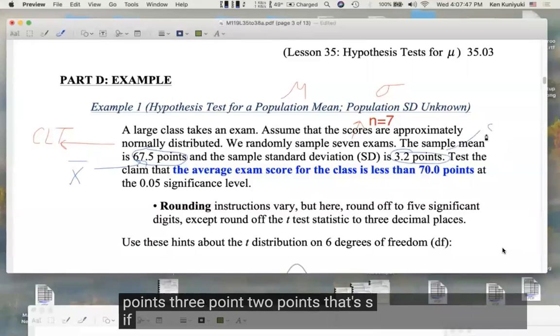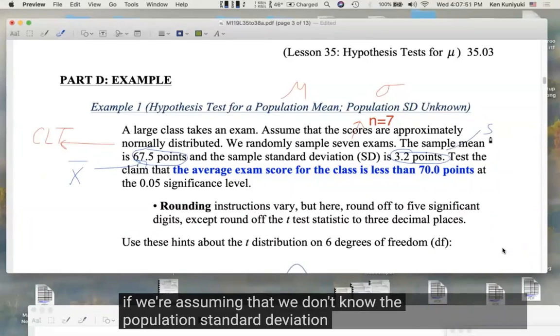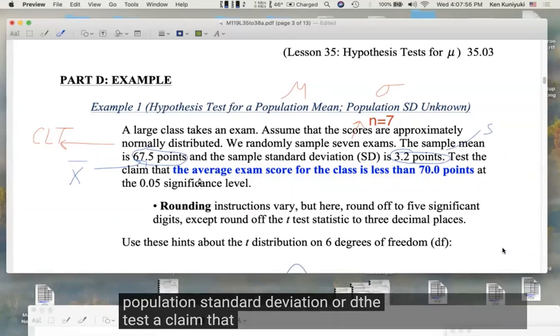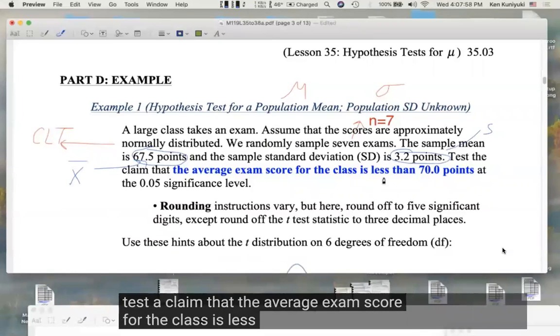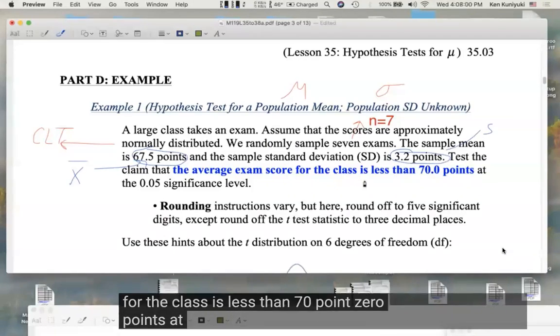That's S. If we're assuming that we don't know the population standard dev, we better at least have the sample standard dev. Test the claim that the average exam score for the class is less than 70.0 points at the 0.05 significance level.